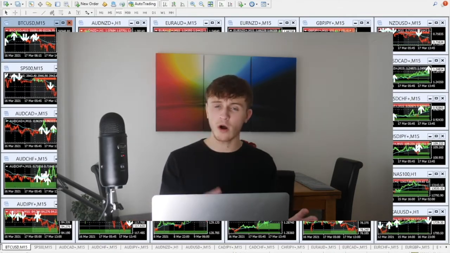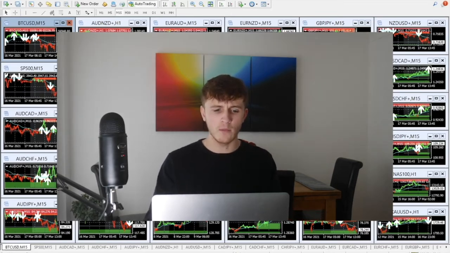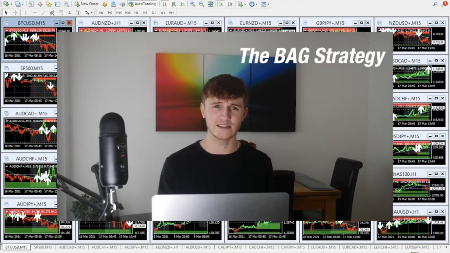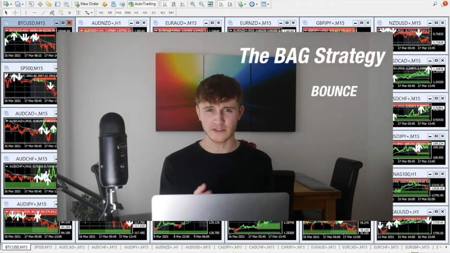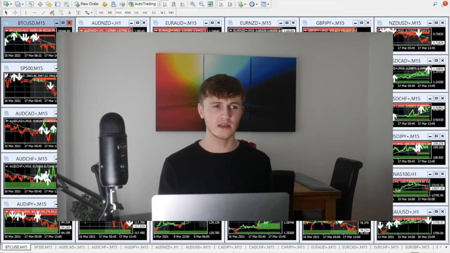But what I'm going to do today is go over some examples of some good entries that we've caught with Airo. We're going to be touching on the main strategy today, which is the bag strategy. Now, bag stands for bounce, arrow, go, and we're essentially looking for a bounce off of support and resistance. We're looking for an arrow in the right direction, and we would then enter and go on that arrow.